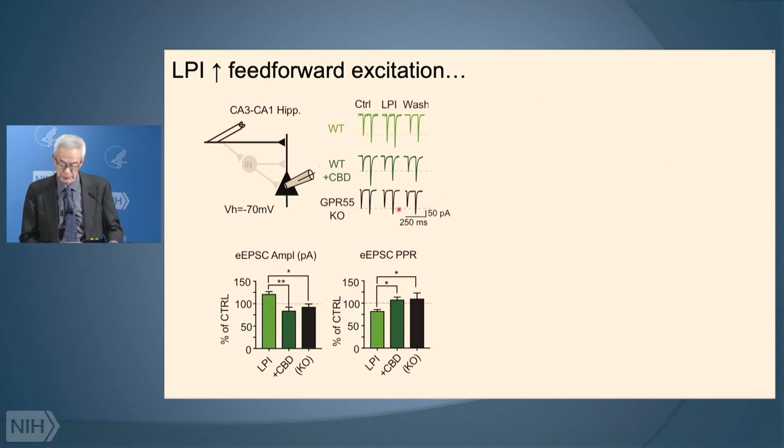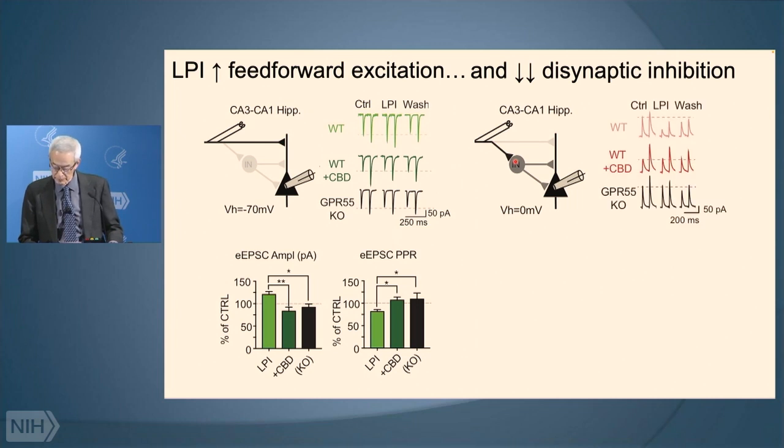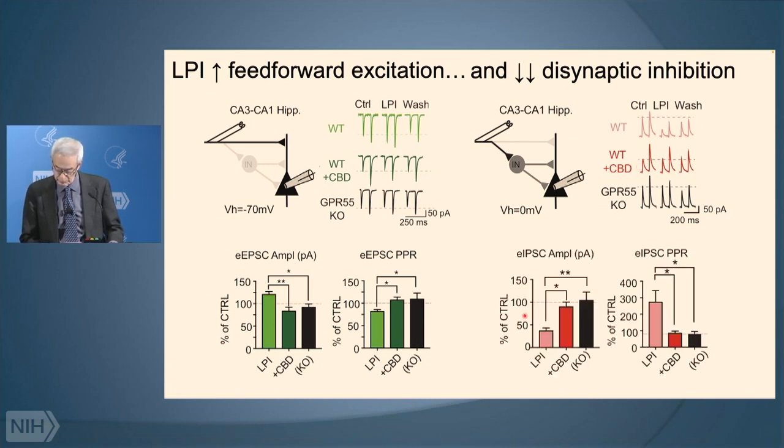Not only did we see changes in excitatory transmission, but we were very pleased to see a change in disynaptic inhibition, which is produced when the Schaffer collaterals give off branches that innervate inhibitory neurons that in turn synapse onto the pyramidal cells. This is called disynaptic inhibition, and we saw a big decrease in disynaptic inhibition in response to LPI. So this is the decrease. It's something like a 60 or 70% decrease. And once again, this is prevented by blocking the receptors with CBD.